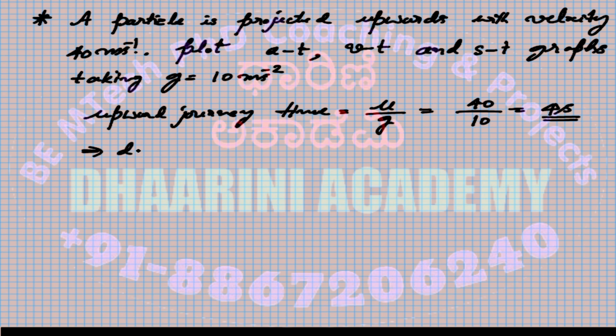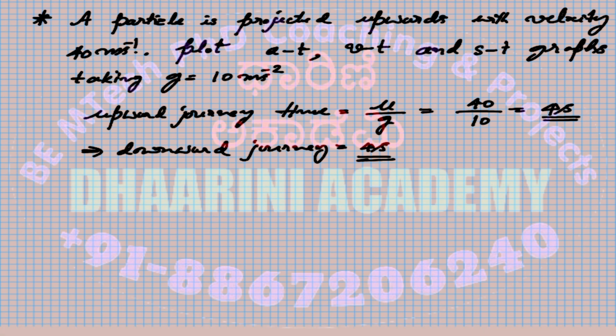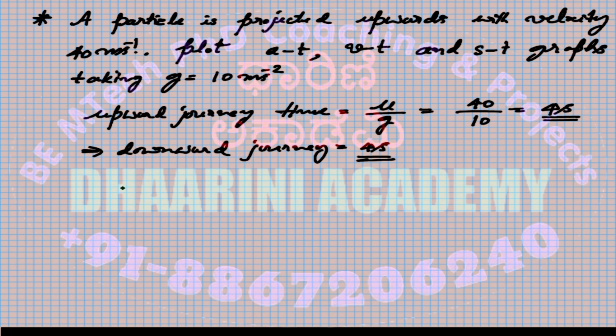This implies even the downward journey is going to be 4 seconds, because we already have discussed that the upward journey time is equal to the downward journey time. First point. Then I need to calculate the total journey time, right? So total journey time equals 8 seconds. This is simply because 4 plus 4.